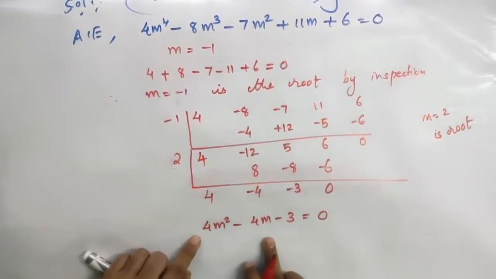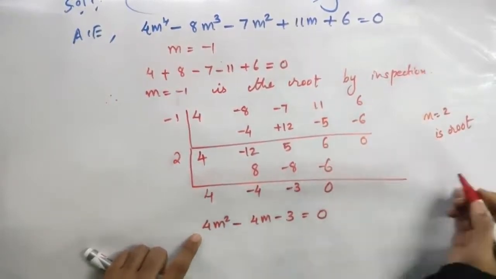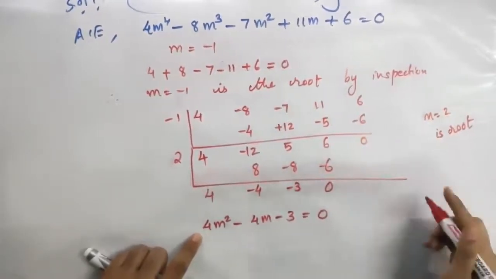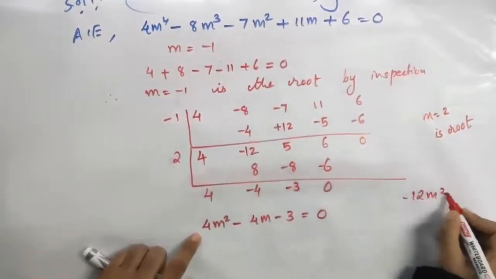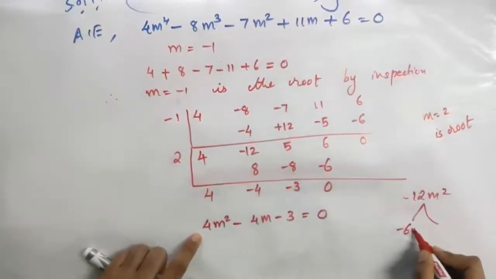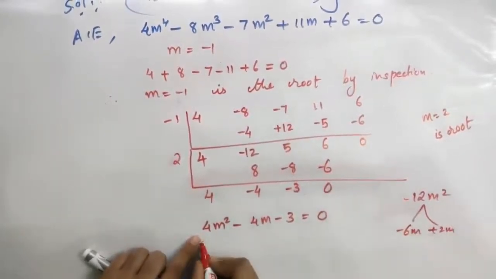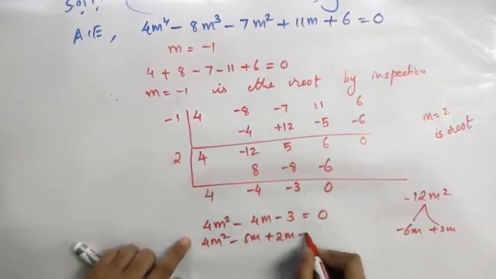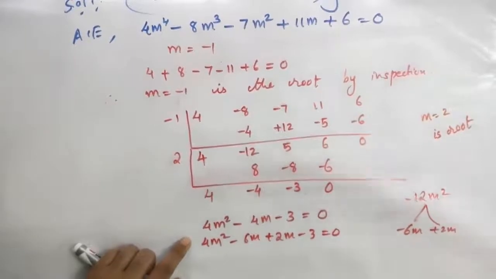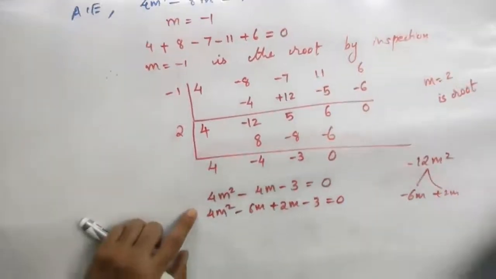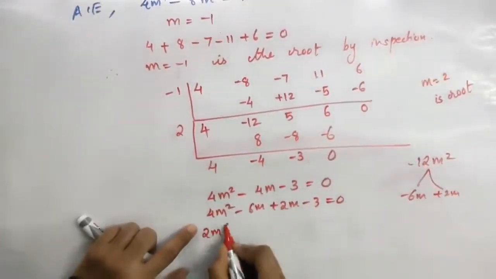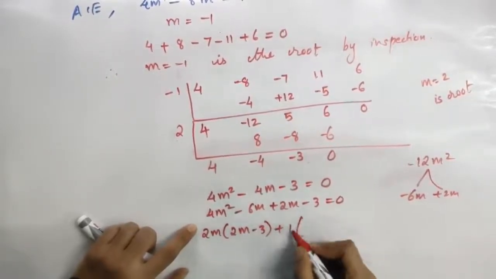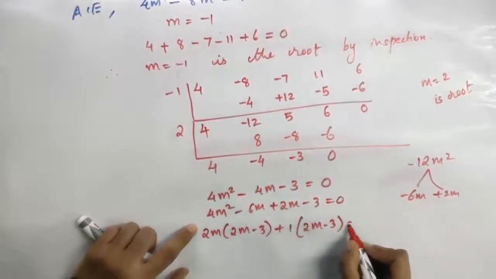So 12, yes, 6 and 2, yes, minus 6 and plus 2 you can take. 12m square you are having with a negative sign. So it will be minus 6m plus 2m, right? So it will be 4m square minus 6m plus 2m minus 3 is equal to 0. I hope this step is clear to everyone. Now take 2m common. So it will be 2m minus 3 plus 1. There is nothing common. So take 1 common. 2m minus 3 is equal to 0.